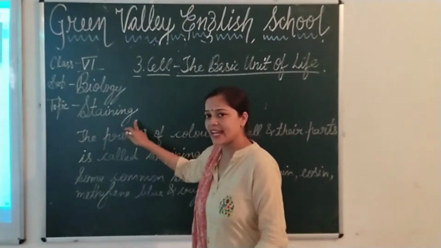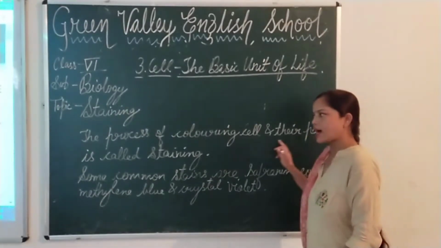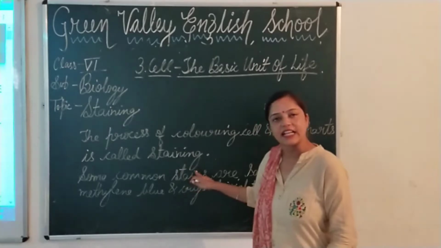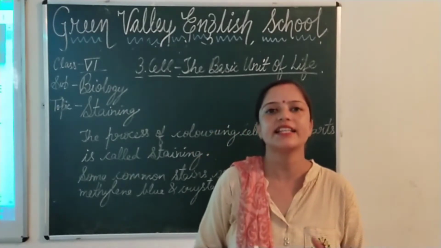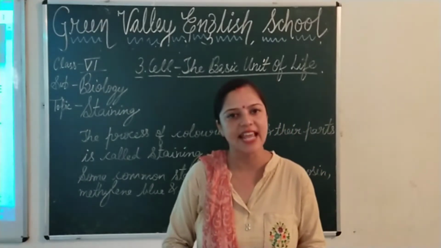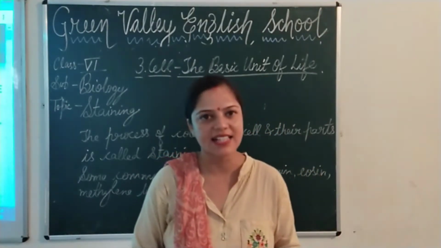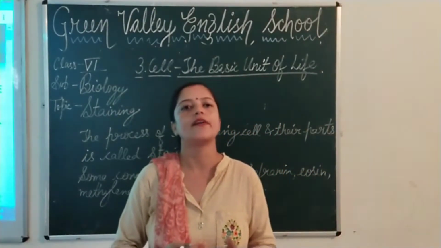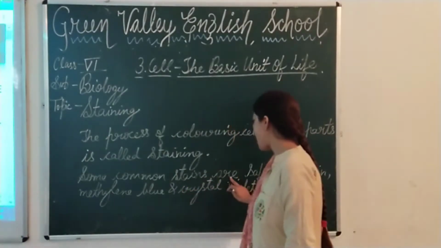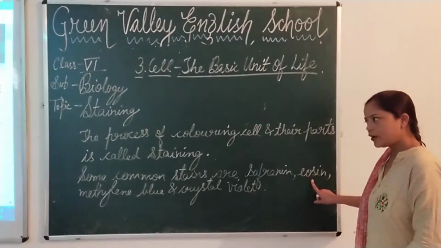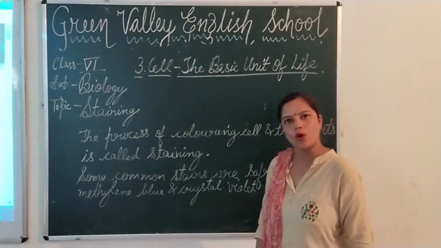So, what is staining? The process of coloring cells and their parts is called staining. After staining, the cells are mounted on a glass slide and observed under a microscope. Some common stains are safranin, hematoxylin, methylene blue and crystal violet.